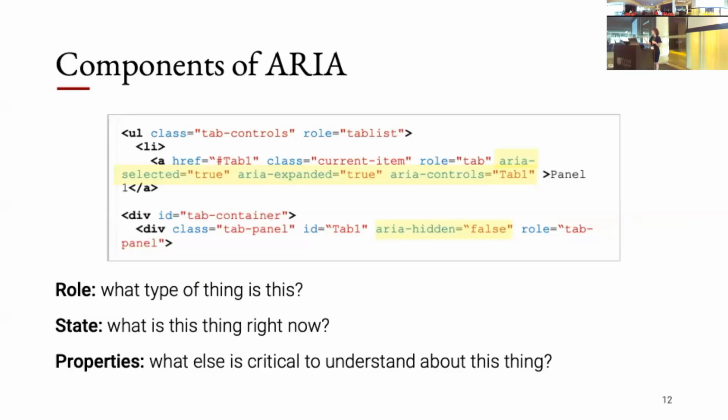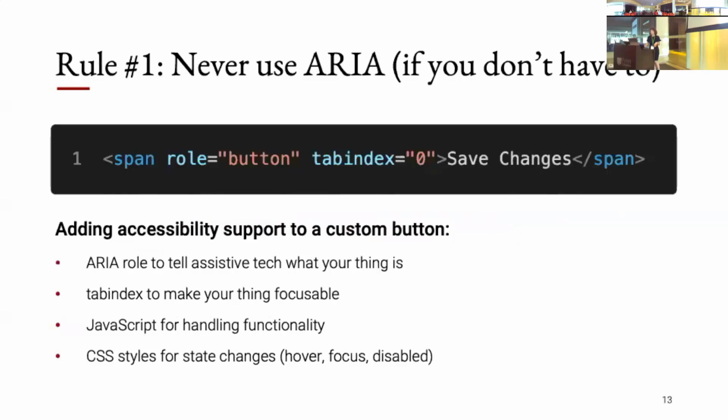One of the common ARIA attributes would be aria-labelledby, where it's referencing a different element to give additional information about what's happening inside of these components. So the first rule of ARIA is never use it if you don't have to. And the reason for that is, again, because we get so much accessibility for free when we just use native HTML components.